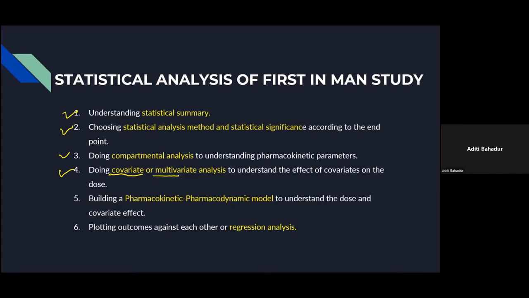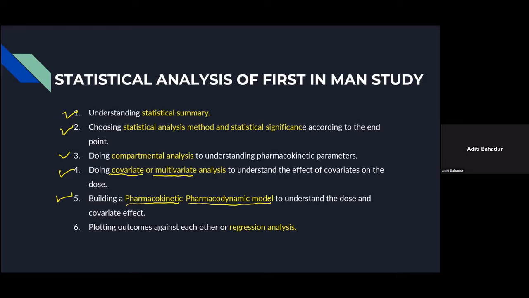So hence we need to do multivariate analysis to come to a conclusion and understand the effect of covariates. Maybe we could do individual covariate analysis, such as understanding the weight separately or the height separately, or it could be combined. Here, as discussed previously, we can build a basic pharmacokinetic pharmacodynamic model, which can later be escalated in specific patients. But here we do a very generalized pharmacokinetic pharmacodynamic model to understand the dose and covariate effect.